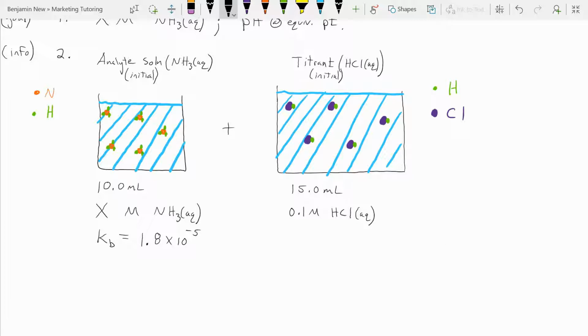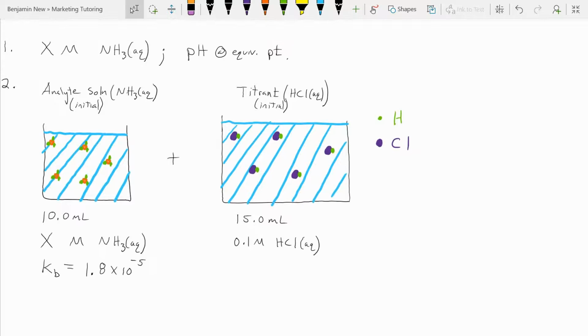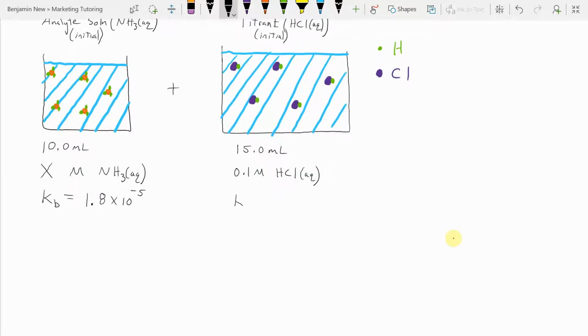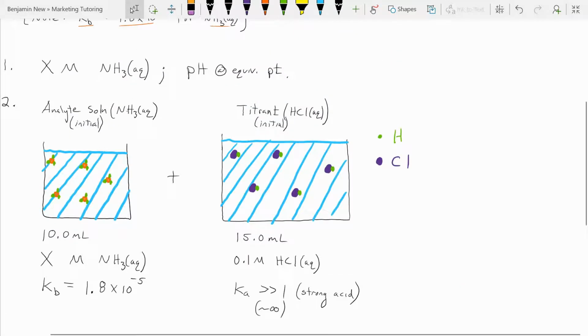Okay. And the Ka, I could write the Ka for HCl. It's actually not known experimentally because it's so large, because it's a strong acid. So it's something like infinity, if you know anything about limits in calculus. You can just treat it as infinite.